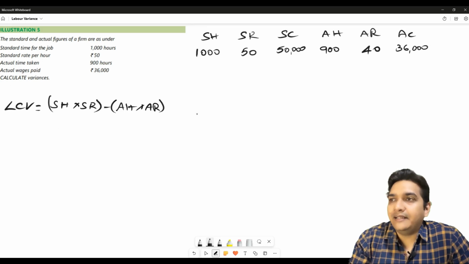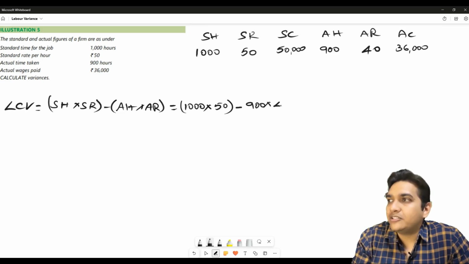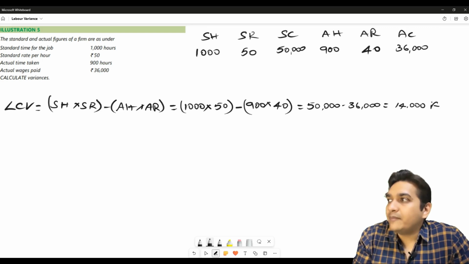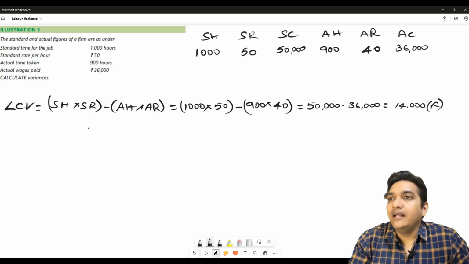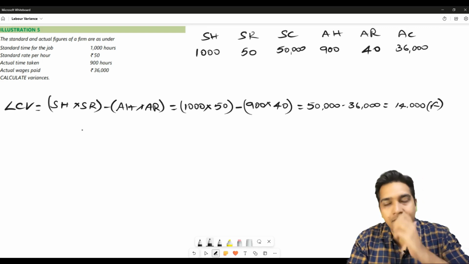Now let us calculate this. So what will be my labor cost variance? What's my standard hour? 1000 into standard rate, which is 50, minus what's my actual hours? 900 into what's my actual rate? 40, which is equal to 50,000 minus 36,000, which is equal to 14,000. Favorable. Why favorable? Because the answer is positive, right?